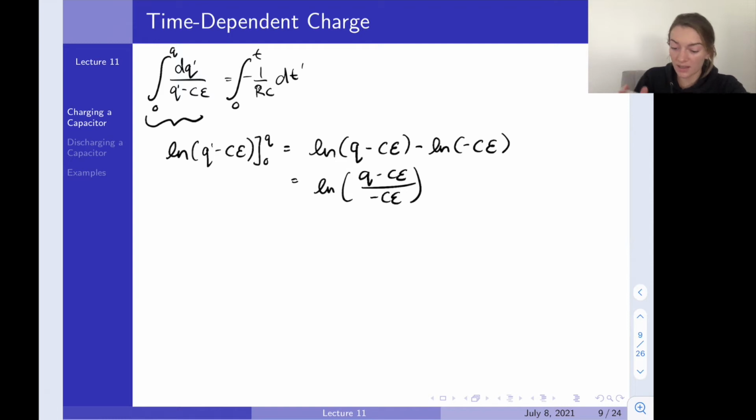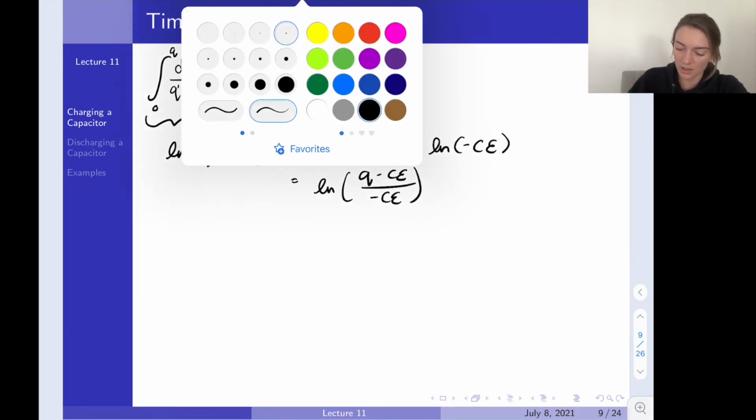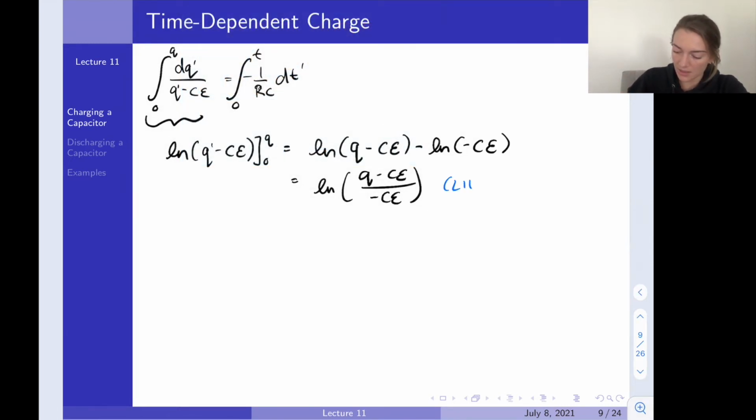So that's my left-hand side of the equation. I'll label this, this is the left-hand side. So my dt side is just negative 1 over RC. I pulled the constant out, dt. So this just becomes negative 1 over RC times t. So this is my right-hand side.